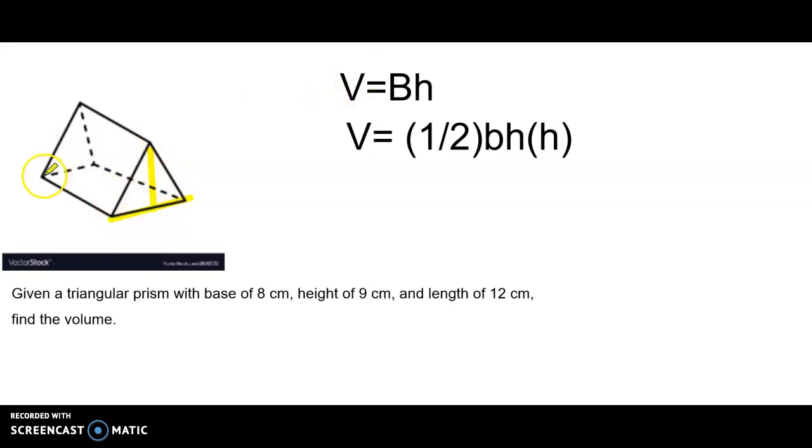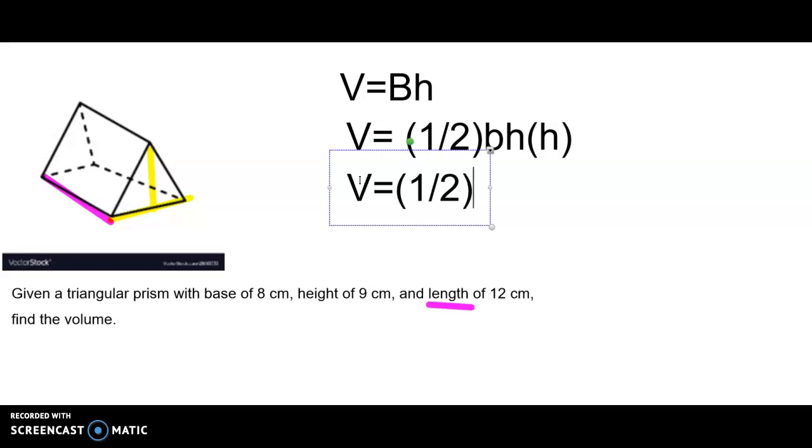Then we're going to take it and multiply it by the actual height of the solid. Here I called it the length, so that way we didn't get confused between the words. So the length of the solid or the height of the solid. So let's go ahead and plug in these numbers from the problem. We see that we have 1/2, and that's from the actual area of a triangle formula. The base right here is going to be 8. And then the height of the triangle is going to be 9. And then the length of the whole thing, this pink line right here, is going to be 12.